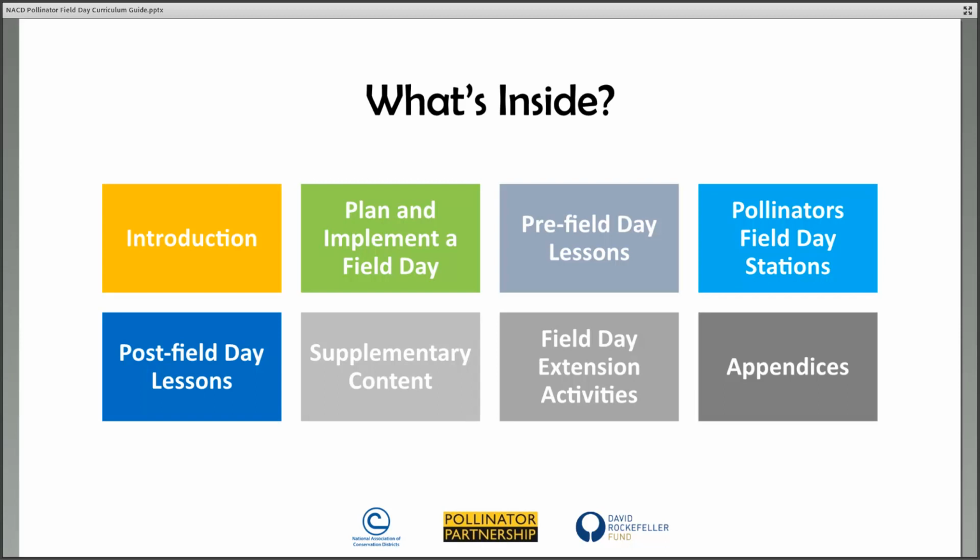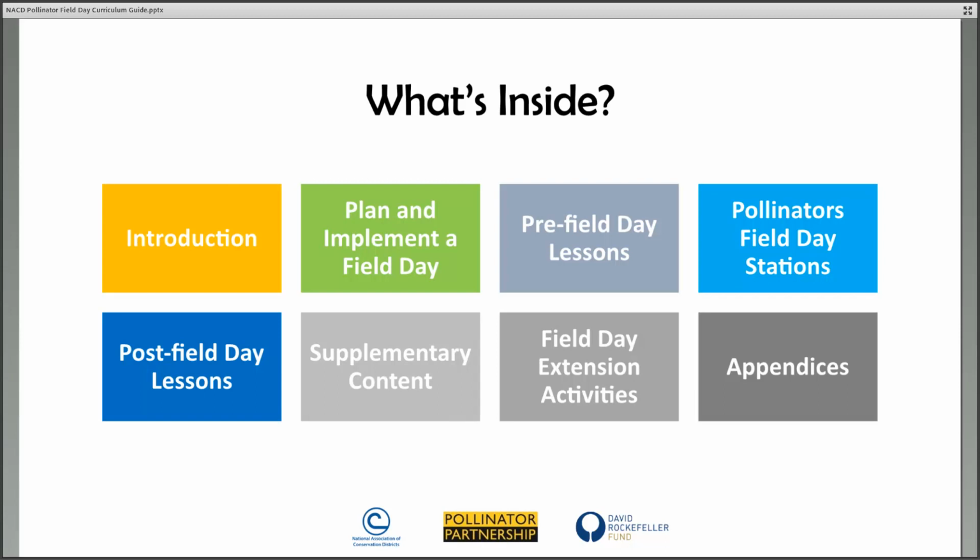The next section, the pre-field day lessons. The lessons are divided into grade groups for K-2, 3-5, and 6-8. They can be adapted for use for a variety of ages, and within these lessons, we have structured them using something called the 5E model, which is explore, explain, engage, evaluate, and expand.